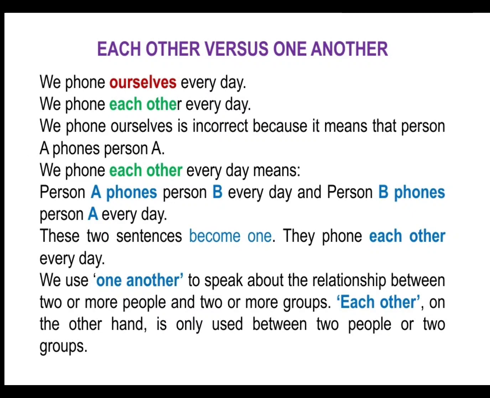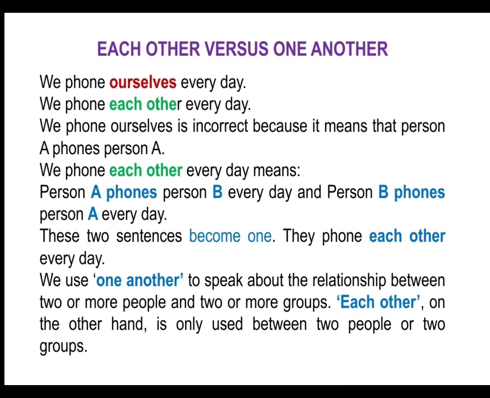Each other versus one another. "We hug ourselves every day." "We hug each other every day." "We hug ourselves" is incorrect because it means that a person hugs the same person. "We hug each other every day" means person A hugs person B every day and person B hugs person A every day. These two sentences become one: "They hug each other every day."